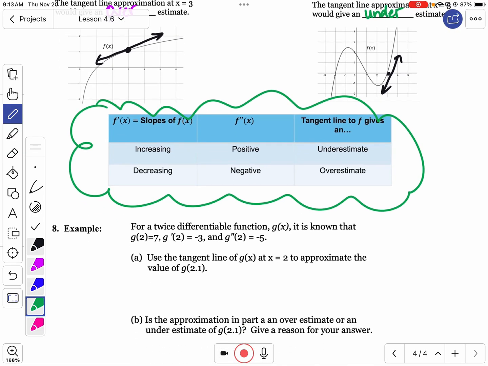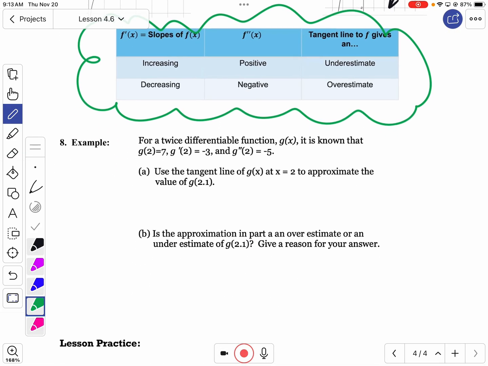Let's look at this one. So this one's more like what we might see on the AP exam, especially in a free response. For a twice differentiable function g of x, that's important. How many derivatives does that mean I can take? I can take 2 derivatives. And if it's differentiable, that means it's also what? Starts with a C. Continuous, yes. If it's differentiable, then it's continuous.